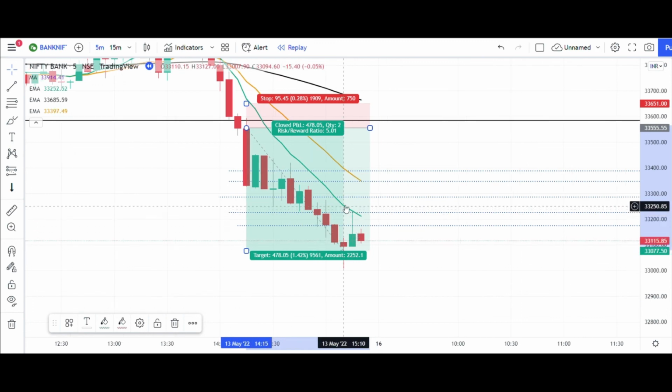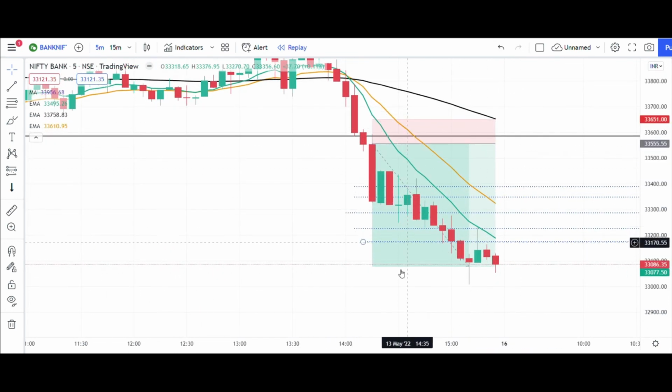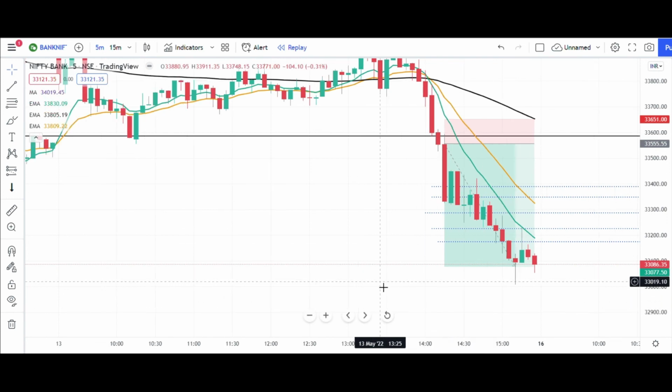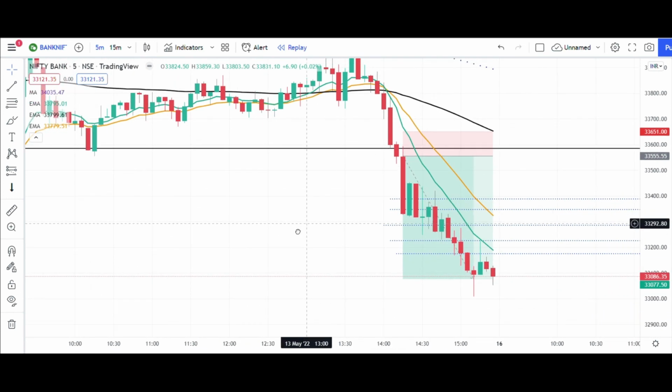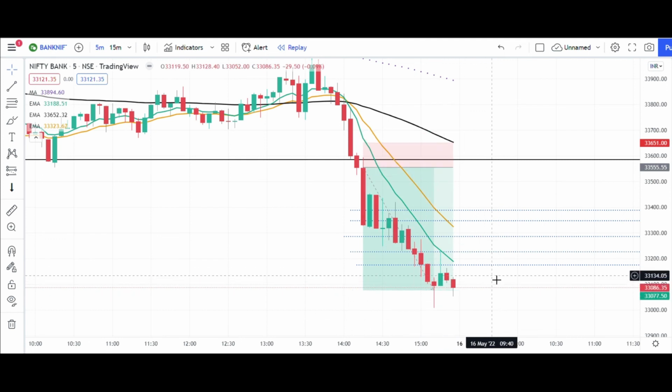And you can see again the 10 exponential moving average is working as a resistance. It is again rejecting from it. Now the time is over, and I think the market is closed. So this is just a recent example from the 13th of May, this Friday. You can watch how it was giving you the proper trade.